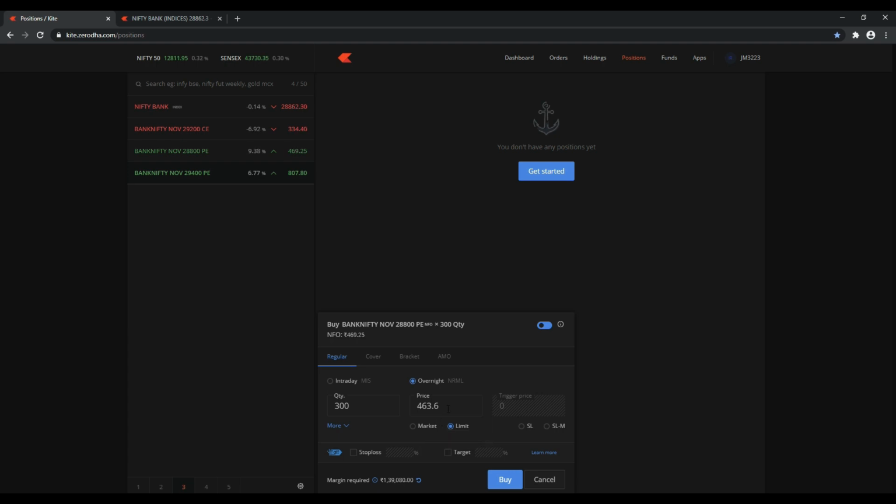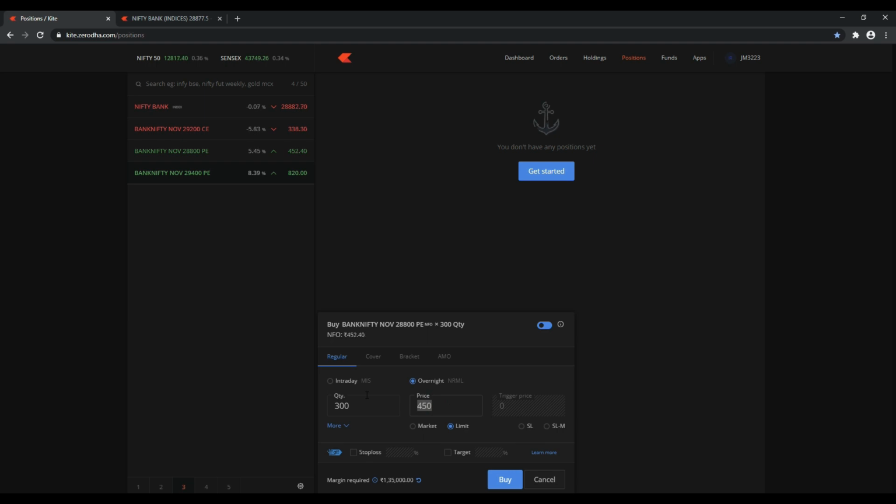Say suppose now it is running at 470, but I don't want it at 470. I want it at 450 only. Then keep 450 and buy it. Then the trade will execute only once the price of this particular option comes to 450. So this is not a guaranteed one.